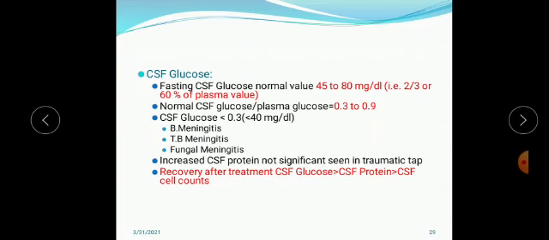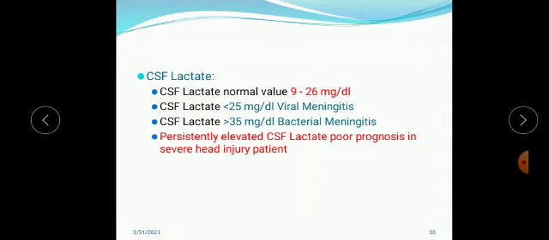will be cellular counts. CSF lactate is also an important parameter. The normal value is 9 to 26 milligram per deciliter. Whenever the CSF lactate is less than 25 milligram per deciliter, viral meningitis should be suspected, and if the lactate level is more than 35 milligram per deciliter, bacterial meningitis should be suspected. Persistently elevated CSF lactate has poor prognostic value in severe head injury patients.